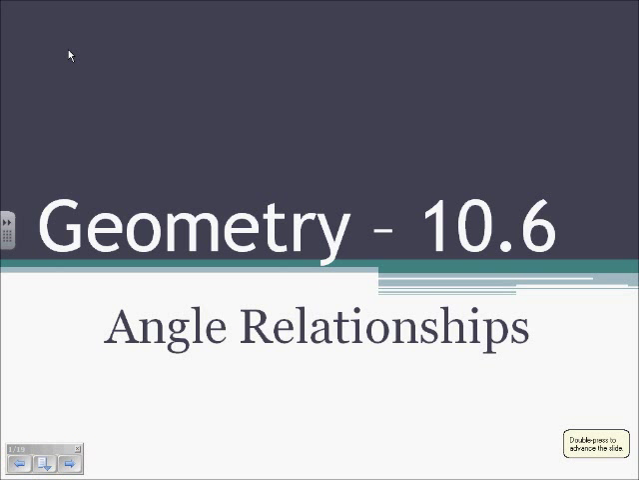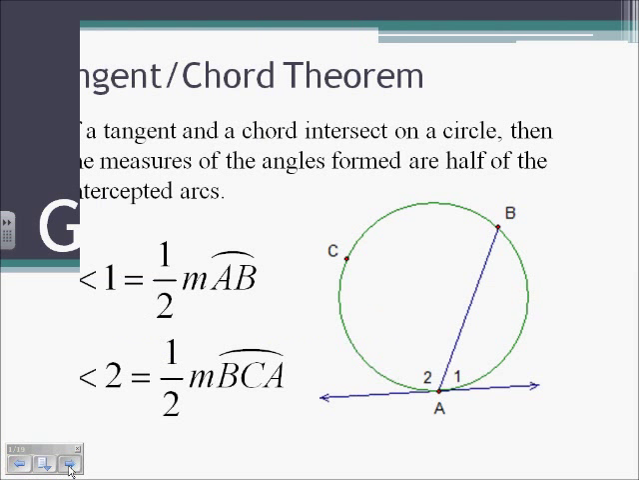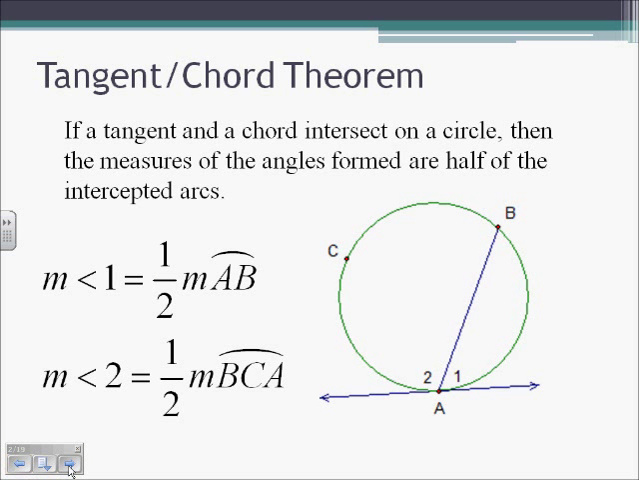Section 10.6, Angle Relationships. The tangent chord theorem. If a tangent and a chord intersect on a circle, then the measures of the angles formed are half of the intercepted arcs. So the measure of angle 1 is going to equal half of the measure of arc AB. The measure of angle 2 is going to equal half of the measure of arc BCA.